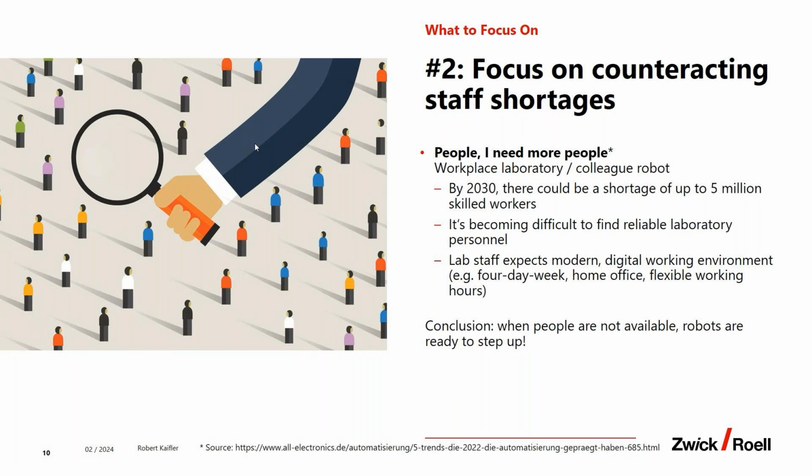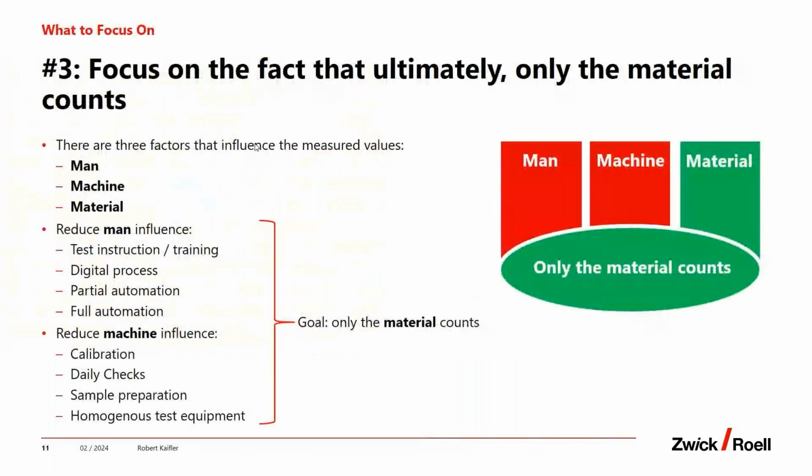So the attraction of a working place is a modern environment, and what the lab staff is expecting is such a modern interface. So the conclusion is, when people are not available, robots are able to step up. That does not mean they will replace human beings. The robots need to be set to these monotonous works. That was number 2.